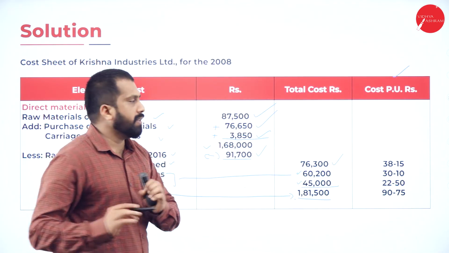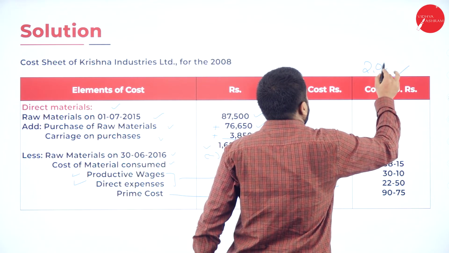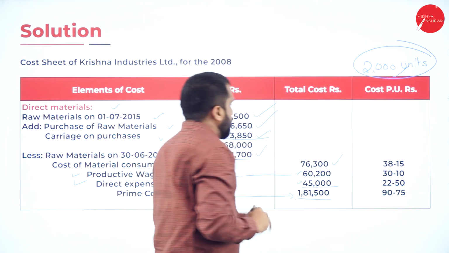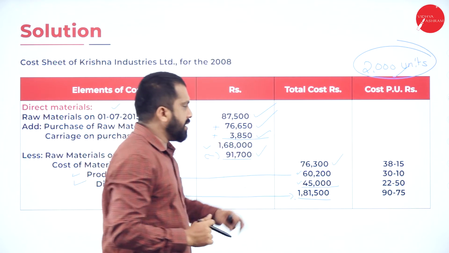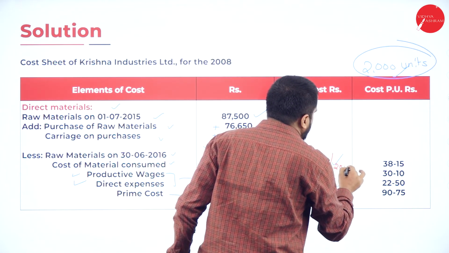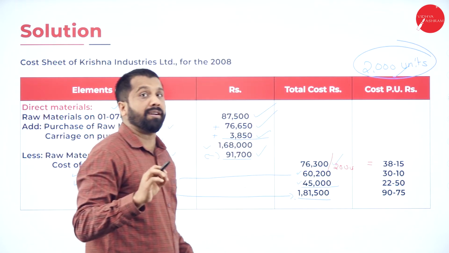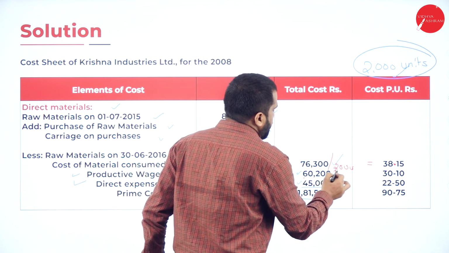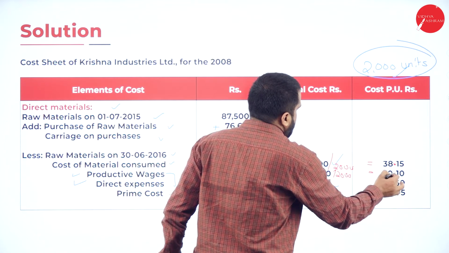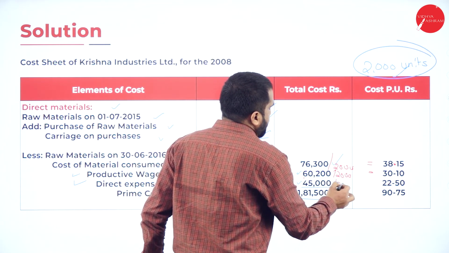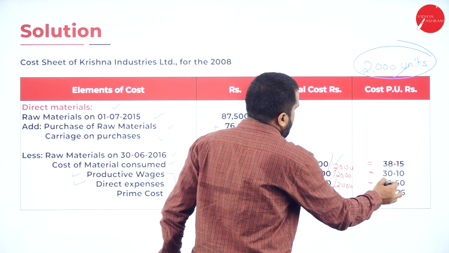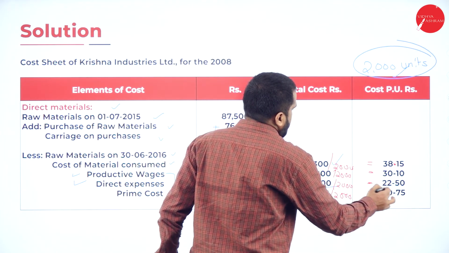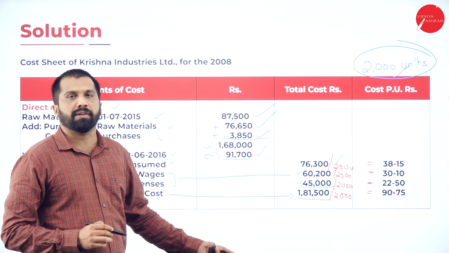How do you calculate? Remember, there are 2,000 units. So the first one is how much? 76,300 divided by 2,000, you will get 38.15. 60,200 divided by 2,000, 30.10. 45,000 divided by 2,000, 22.50. 1,81,500 divided by 2,000, 90.75. Hope you are clear.